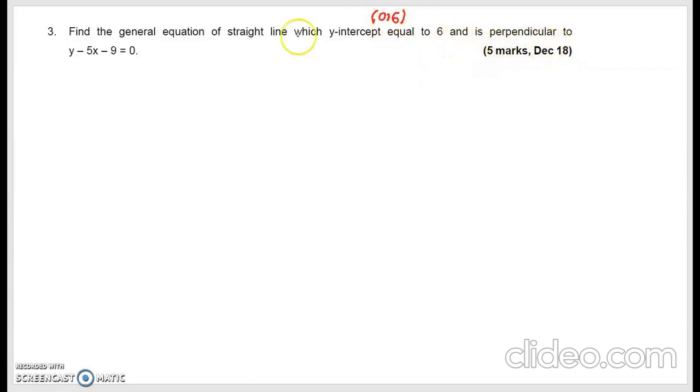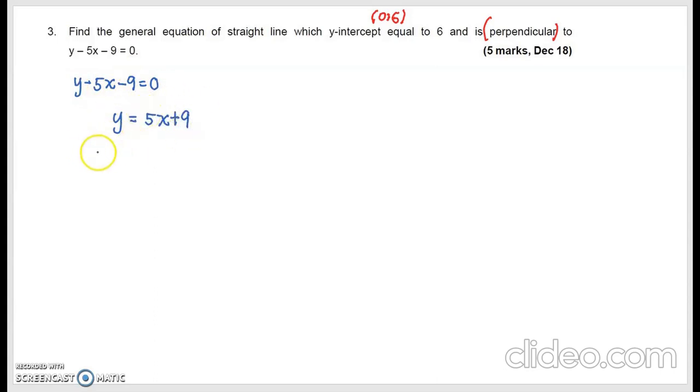And is perpendicular to the line y minus 5x minus 9 equals 0. So the line, now we already have the point. We only need the gradient. So now we can get the gradient from here, but remember, they are perpendicular. So first, I try to find the gradient for this line. y minus 5x minus 9 equals 0. So y equals 5x plus 9.